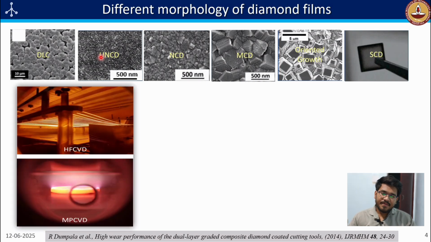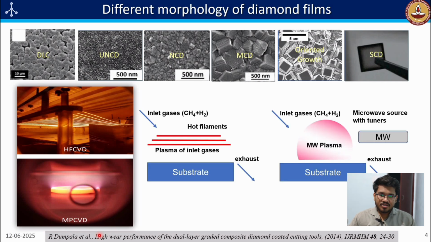So in our lab, basically we use two types of technique. One is hot filament chemical vapor deposition, another is microwave plasma chemical vapor deposition. We use methane as a source of carbon to grow the diamond. We'll have a couple of hot filaments, in our case almost 31 to 32 filaments. We'll let the gas flow into the chamber and we'll have a substrate. We'll heat the filament and under certain conditions we can have diamond thin films.